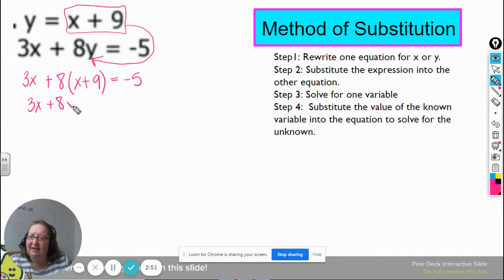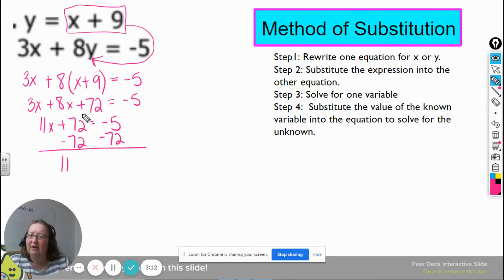3x plus 8x, and then that's going to be 72 is equal to -5. I can simplify 8, 9, 10, 11, 11x plus 72 is equal to -5, minus the 72, minus the 72. What are we doing here? We're solving for x. That cancels out. 11x is equal to -77. Dividing by 11 on both sides because that's going to get me -7. Okay. So we solve for one variable. That's what we just did.